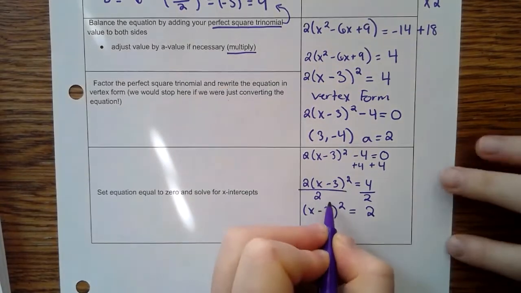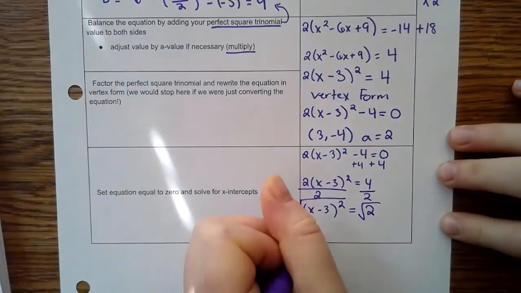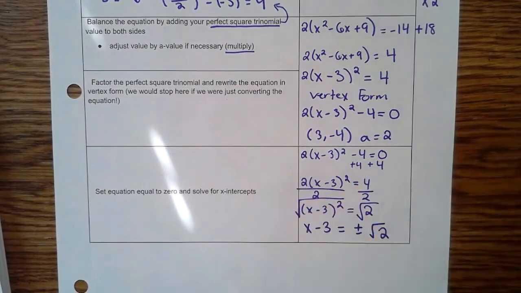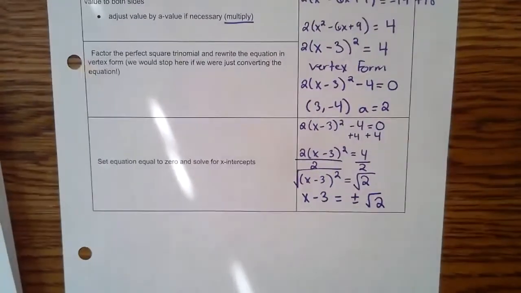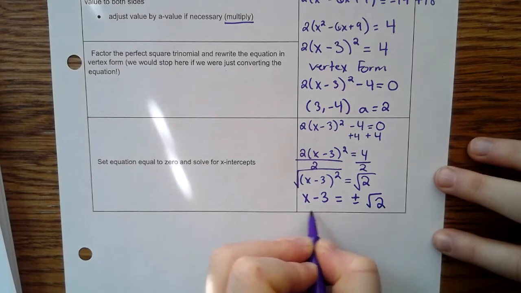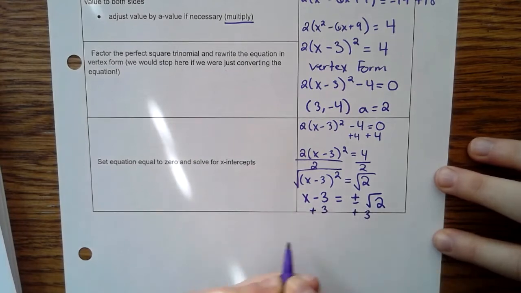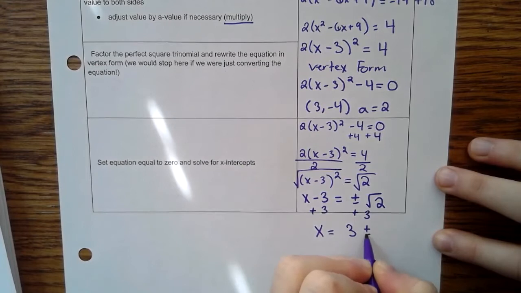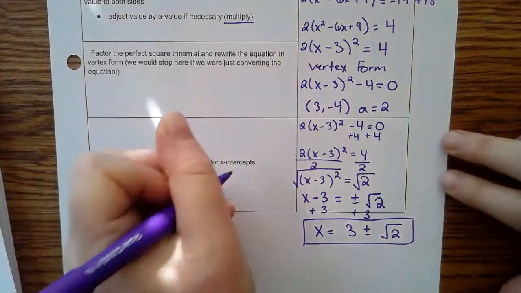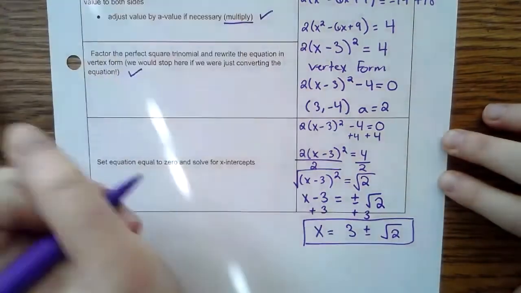I want to get rid of that little 2, so I'm going to square root. I get x minus 3 equals plus or minus root 2. Feel free to leave it in this format. And my last step would be adding 3. So I would add 3 to both sides, and I get x equals 3 plus or minus root 2. That is 2 separate answers. Those are our x-intercepts. So we did this, we did that, and we did that.